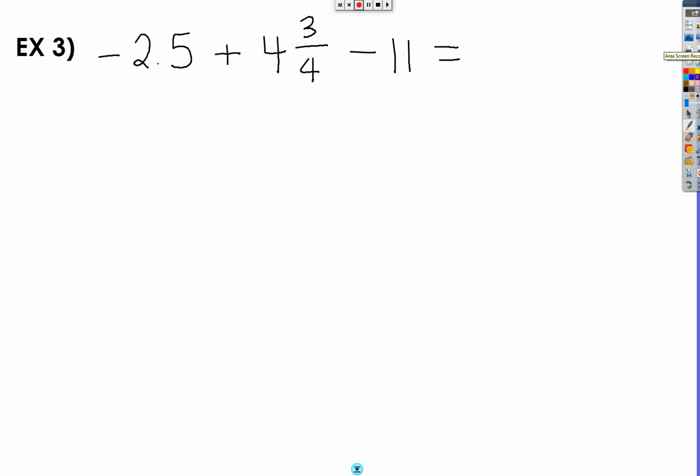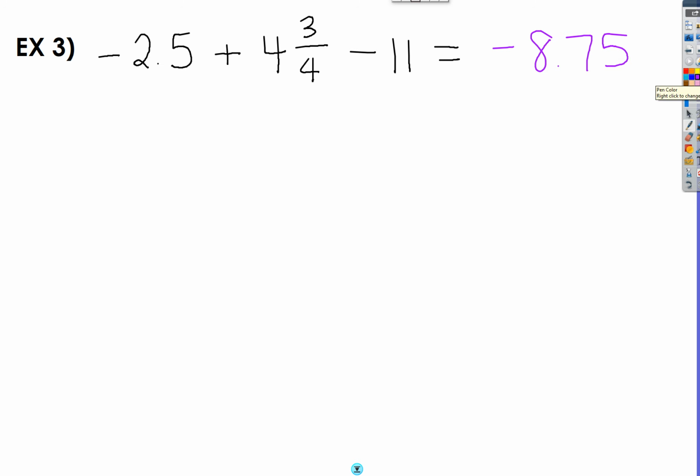This one has decimals, it has a fraction, it has an integer or whole number. And this one, the answer becomes -8.75. So if you are correct, you have finished the video. Otherwise, let's go through this question together.